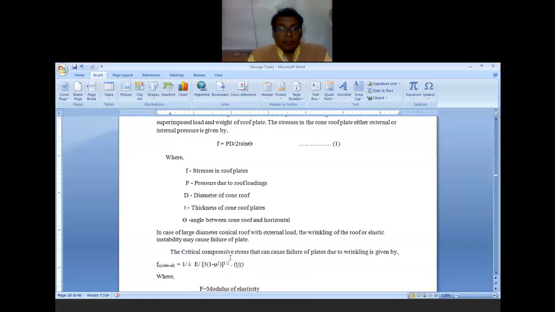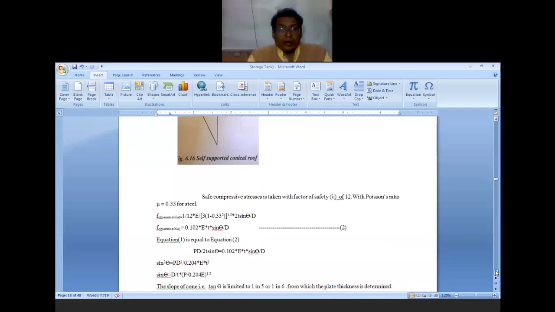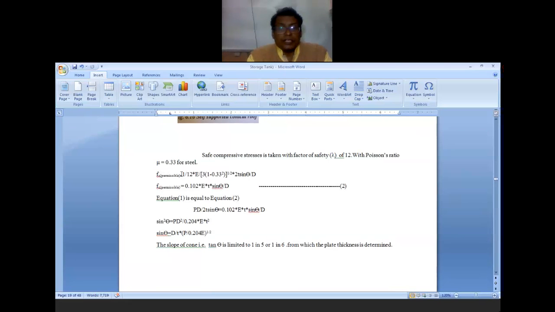Then the critical compressive stress that can cause the failure of a plate due to wrinkling is given by 1 upon lambda into E upon 3 into (1 minus mu squared) raised to 1 by 2 into T by R. R is nothing but your diameter by 2. Lambda is your factor of safety. For safe compressive stresses it is taken with a factor of safety lambda, which is 12. So lambda is replaced by 12, and mu, Poisson's ratio for steel, is 0.33.